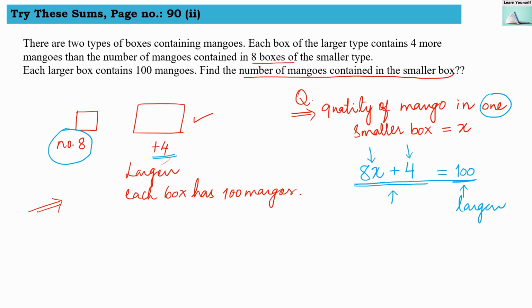That 8x, that represents the total mangoes in the smaller boxes, plus 4. Why have we written plus 4 here? Because the solution, that is 100, represents the total mangoes in the larger boxes. So here we have to make this solution for larger boxes. Now in the larger box, 4 mangoes are more compared to the smaller boxes. So I have added 4 here. Now this is my equation, and from this I am going to find out x. Once I find out x, I will get the quantity of mangoes in one smaller box. So let us find out x.